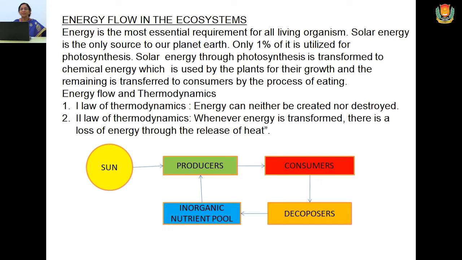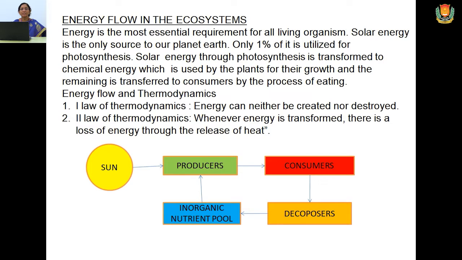There are two reasons. The first one is that energy is used for the biomass, and the second one is that energy is lost when their activities are being carried out. Then the third one is decomposers. When the fungi and bacteria are feeding on the dead organic matter, there also some energy is lost in the form of heat. And finally, it is released into the inorganic nutrient pool, which is again consumed by the producers.